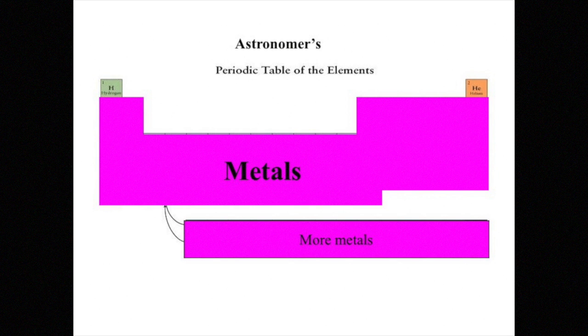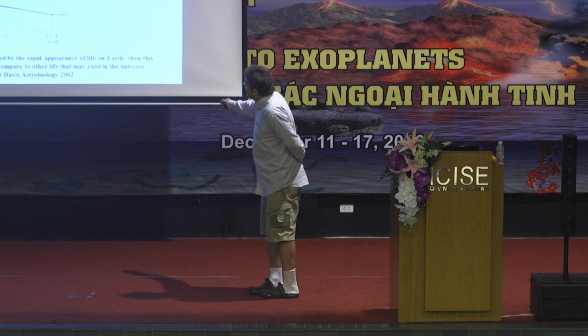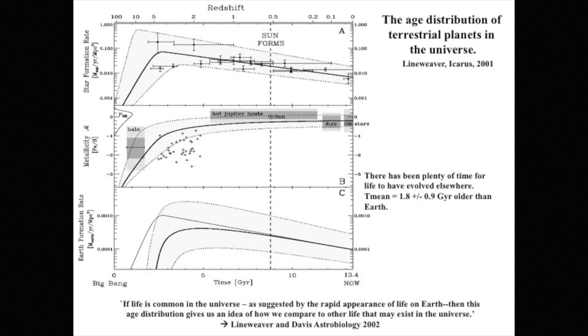So this is a complicated plot, but basically the x-axis here is time. Now, this was made in 2001, so the age of the universe back then was 13.4 billion years, so it's gotten 400 million years older since 2001. But forget that detail. Big Bang over here, here's today. Here's where the sun and Earth formed, right here. For you astronomers, we have cosmologists, we have redshift up here. The sun formed at a redshift of 0.5, so that's 4.567 billion years ago.